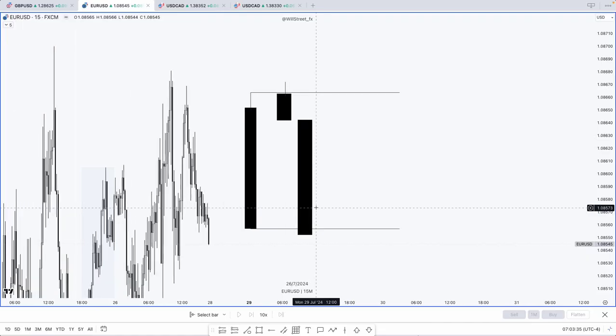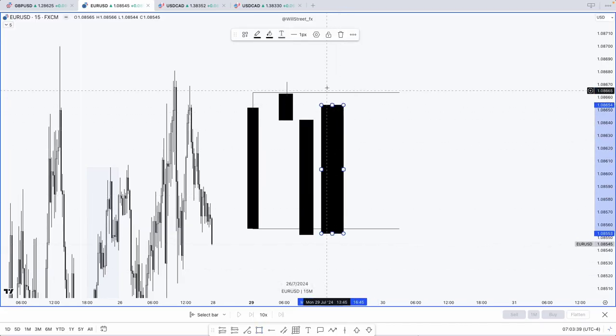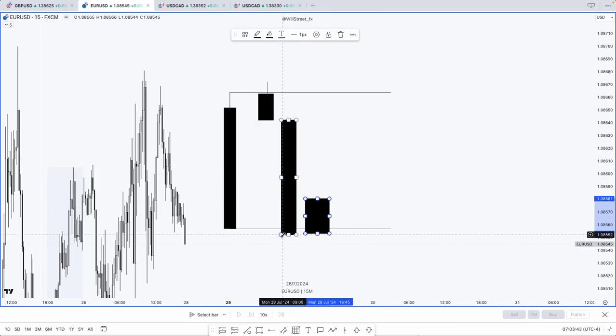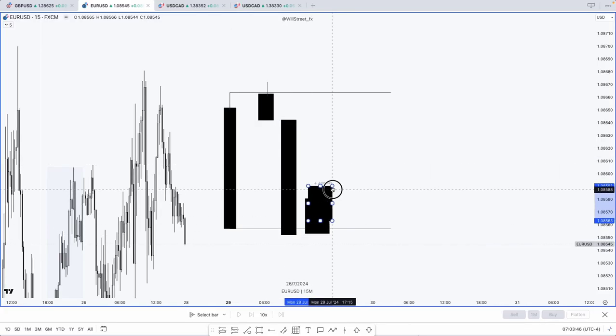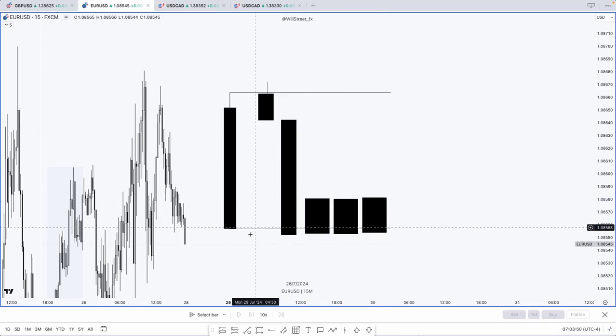So what do we expect? Two things. First one, reversal. Second one, because the job is already done, consolidation. You can expect something like this. And this is exactly what happened. This was Friday.